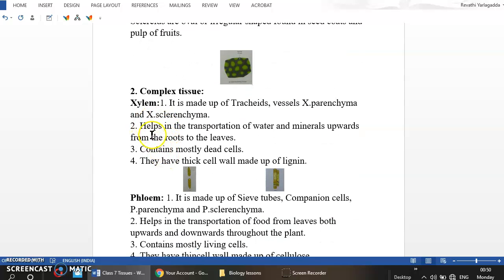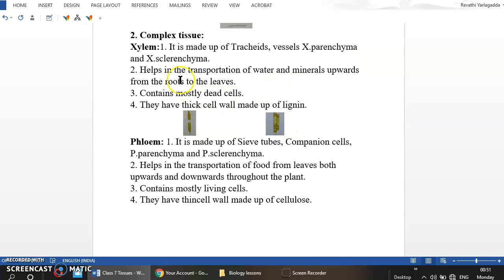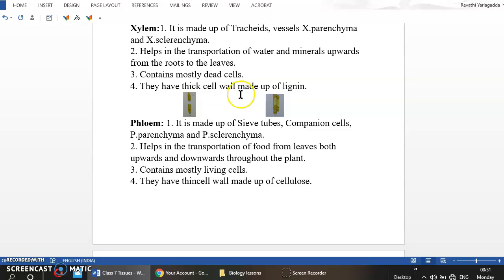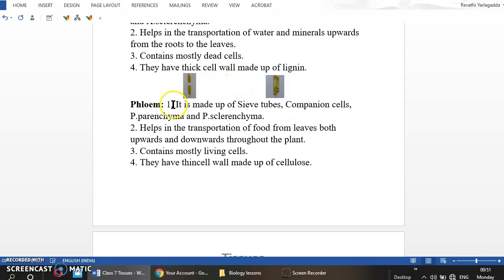Then complex tissue is of two types, as we have seen: xylem and phloem. Xylem is made up of tracheids, vessels, xylem parenchyma, and xylem sclerenchyma. Xylem helps mainly in the transportation of water and minerals from the ground, that is from the roots to the leaves of the plant, and xylem contains mostly dead cells. They contain thick cell walls made up of lignin. Wherever the lignin is there, the cells would be dead only.